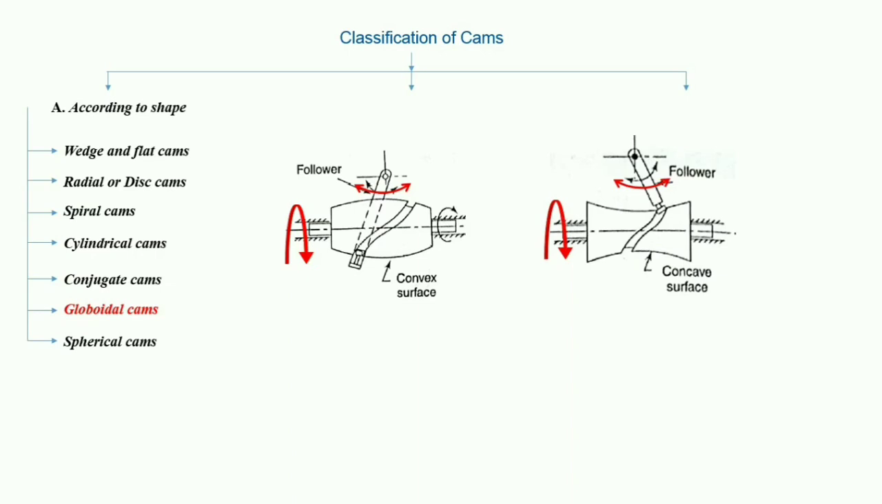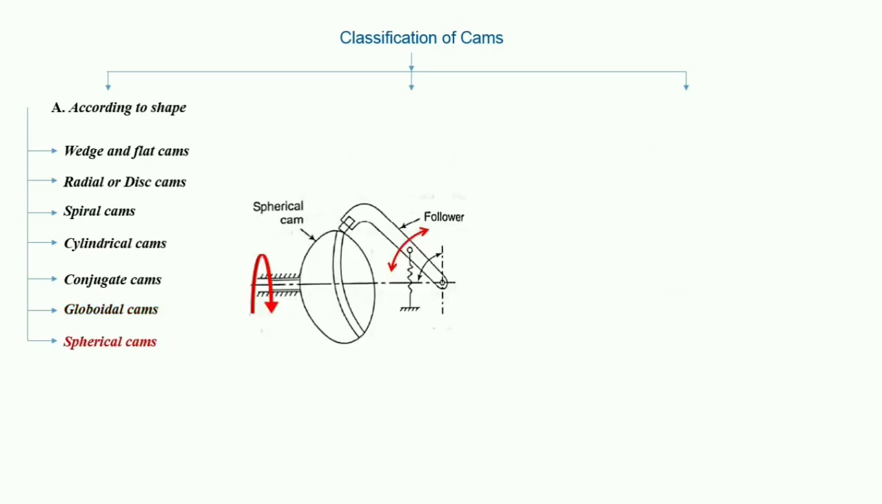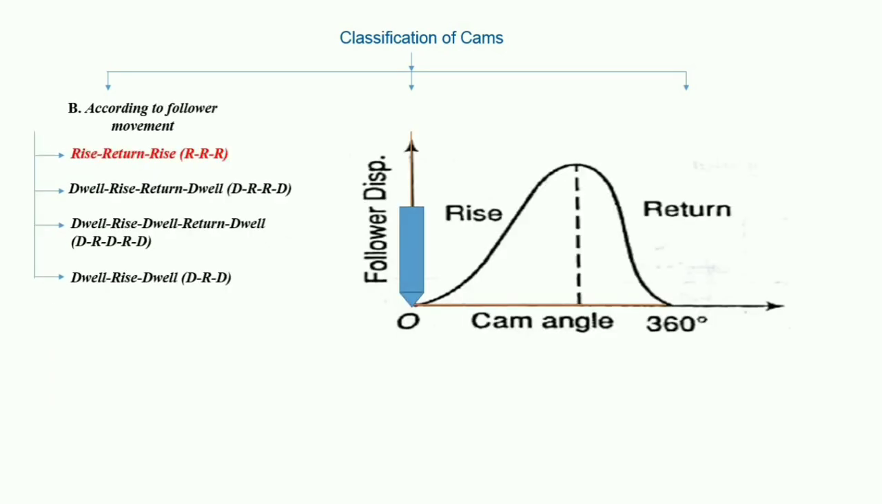This type of cam is limited to moderate speeds, and to when the angle of oscillation of the follower is large. And this is the last one, that is the spherical cam. This is in the form of a spherical surface which transmits motion to the follower according to the follower movement.